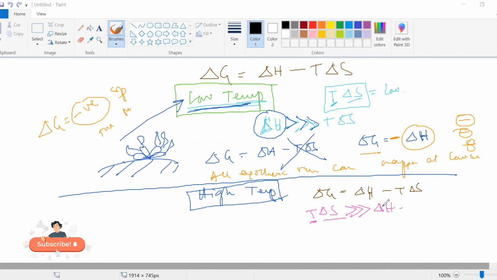So whenever we are looking at high temperature, what happens? T is very high, so the multiplication of T delta S is one approximation we have to make. We have to cancel one. Just learn this trick.